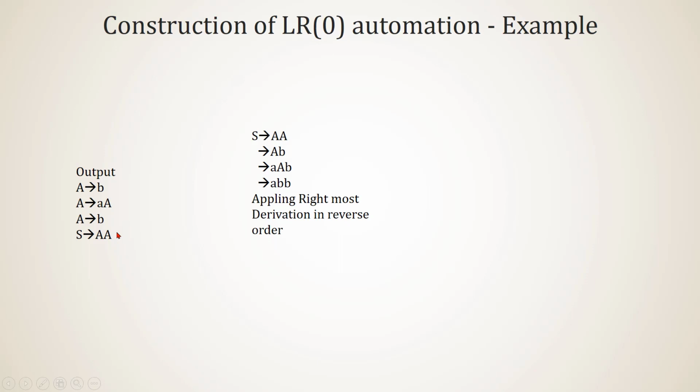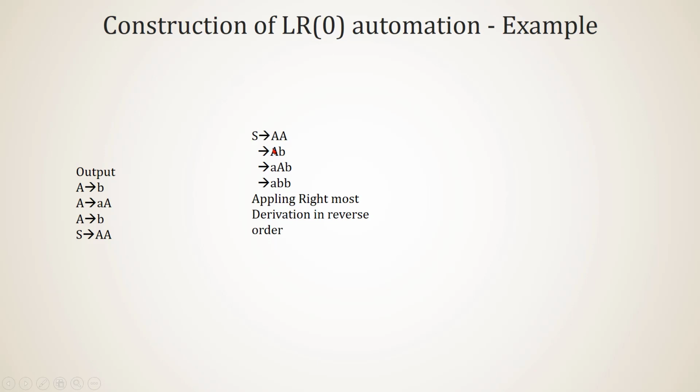I already told you LR0 is a bottom up parser. Bottom up parser means rightmost derivation in reverse order. So these are the derivations. I am taking this derivation in reverse order, and also applying the rightmost derivation. First I am taking S derives AA. I am applying the rightmost derivation, that means the rightmost A is replaced by B because I am considering it in reverse order. So I got A small b.